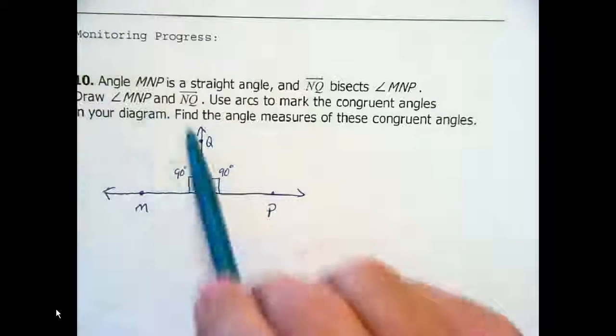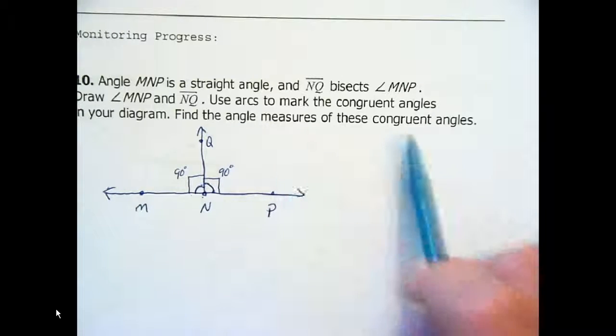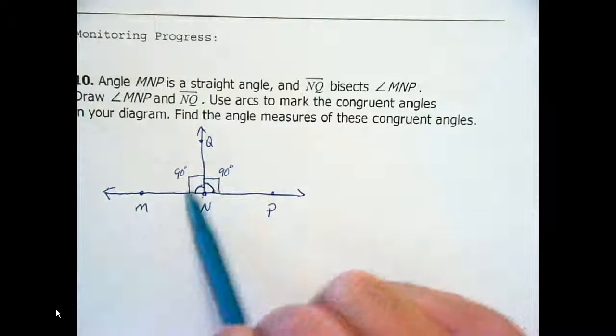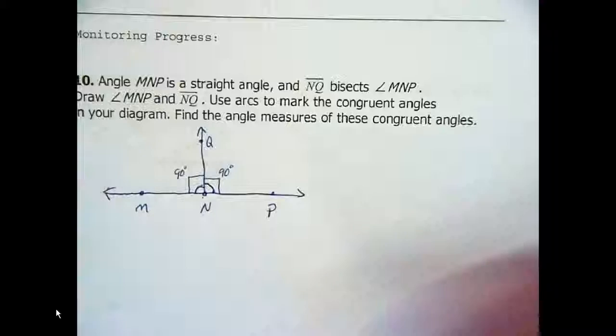Okay, draw MNQ and NQ. Use arcs to mark the congruent angles. Okay, find the angle measures. All right. Any questions? Your assignment today is the student journal, page 26 all. Okay, student journal, page 26 all.